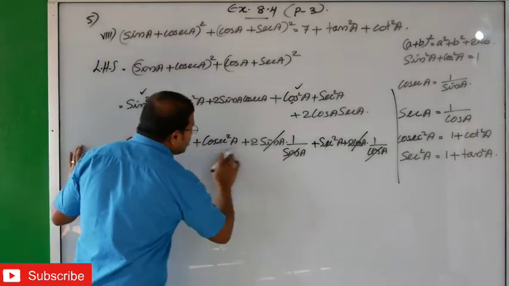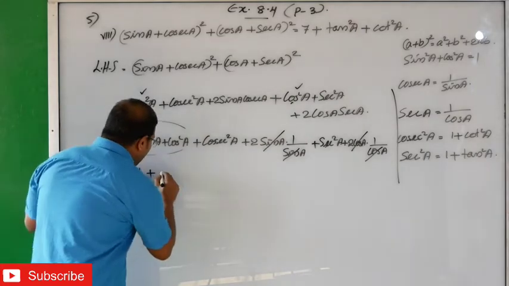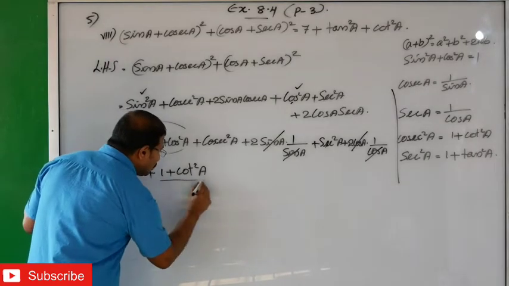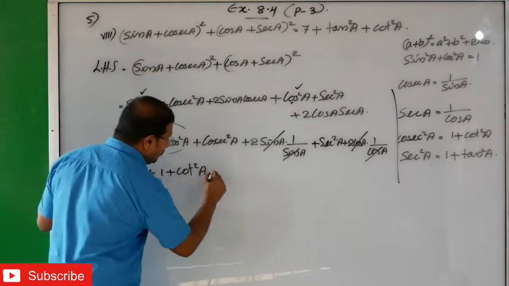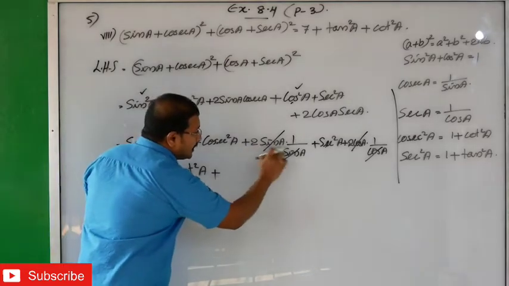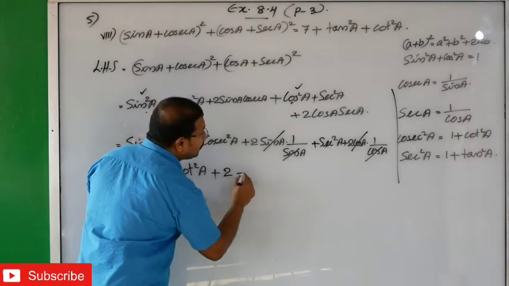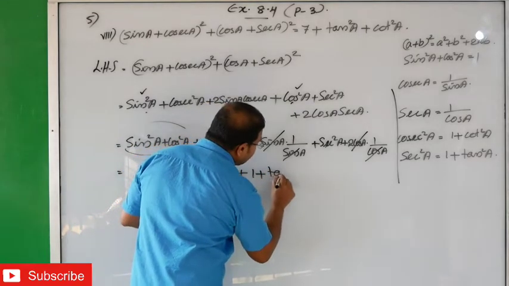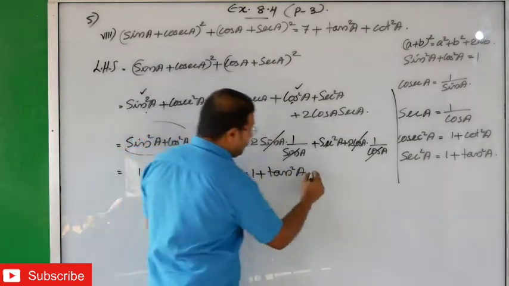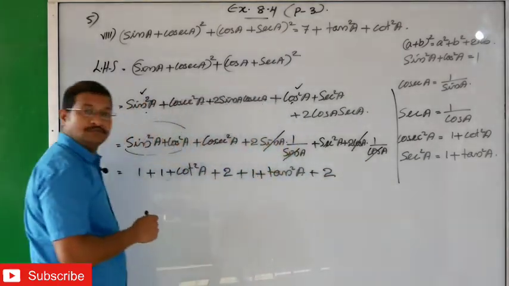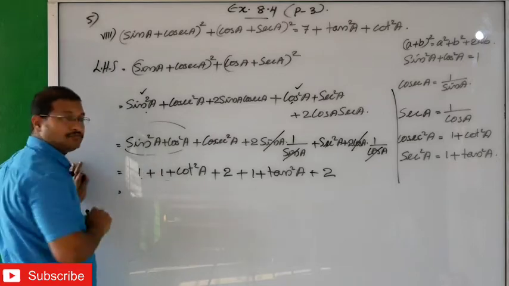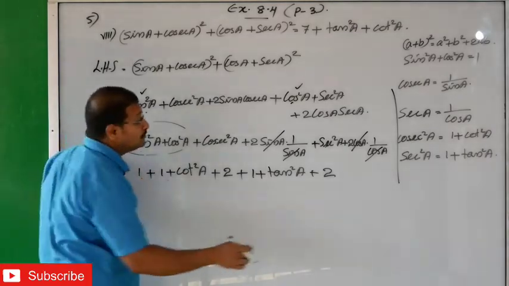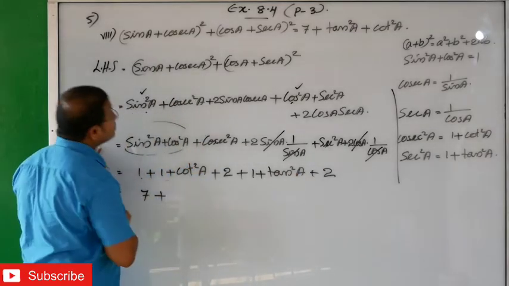Plus, in place of cosec square a, what can you write? 1 plus cot square a. See, this is in place of cosec. Then 1 plus cos square a plus, sin sin we cancel, then 2 into 1 is 2, plus sec square a. What can you write for sec square a? It is 1 plus tan square a, plus the balance 2. That means 1 plus 1 is 2, 2 plus 2 is 4, 4 plus 1 is 5, 5 plus 2 is 7. That is 7.